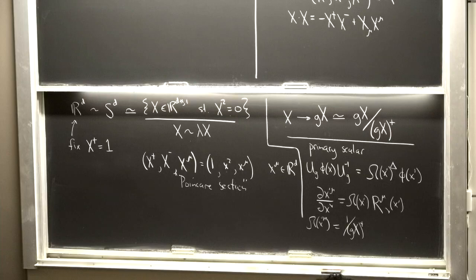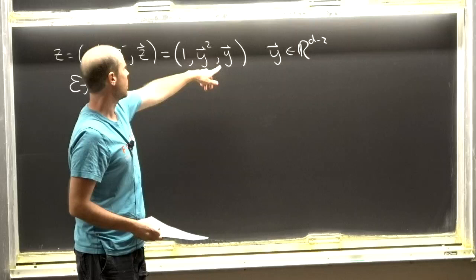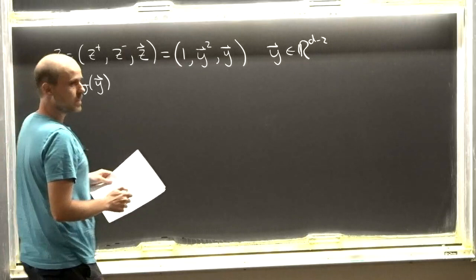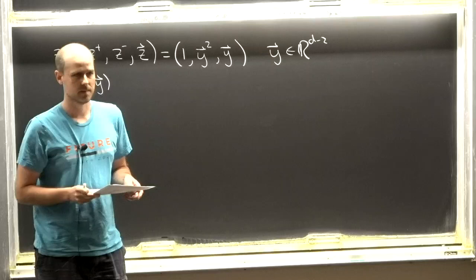And these y's are stereographic coordinates on the celestial sphere. And in fact, when people do celestial holography, they usually work in these coordinates, except they call y z and z bar. So you may have actually seen some of these formulas before in that context. Okay, any questions? Okay.